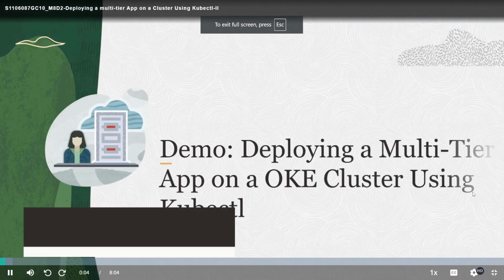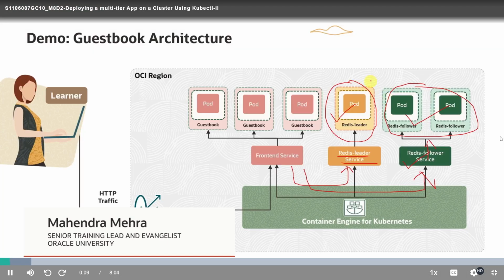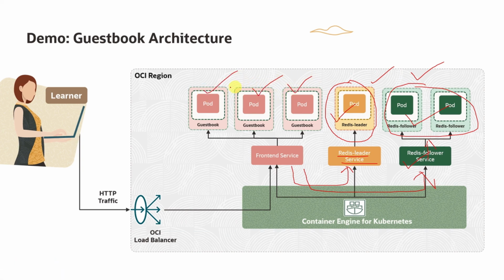Welcome back. Let's resume from where we left off in our last video. Now with Redis in place, let's deploy the guestbook web servers. We have a deployment manifest file which configures the deployment for the PHP-based guestbook application. The guestbook web server communicates with both the Redis leader and the Redis follower, ensuring a seamless user experience.